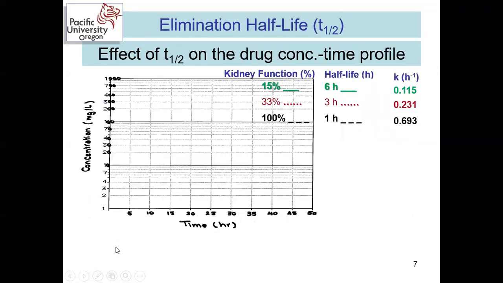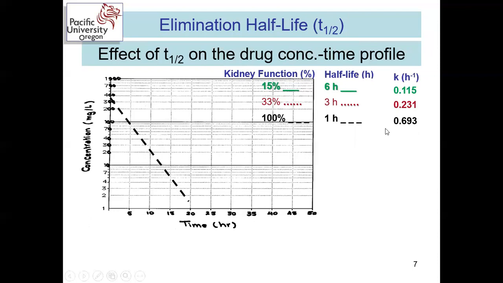Okay. Similar to K, elimination half-life will help us to describe the elimination process. So let's take this example. Assuming we have a patient with an intact kidney function, and we are giving this patient a single IV dose of a drug that is eliminated almost completely by the kidney. So the kidney function for this drug is very crucial. So assuming intact kidney function, this drug has a half-life of 1 hour, and if we do the math, your K will be 0.693 per hour.